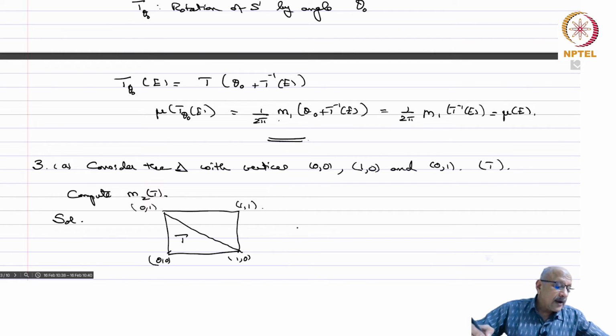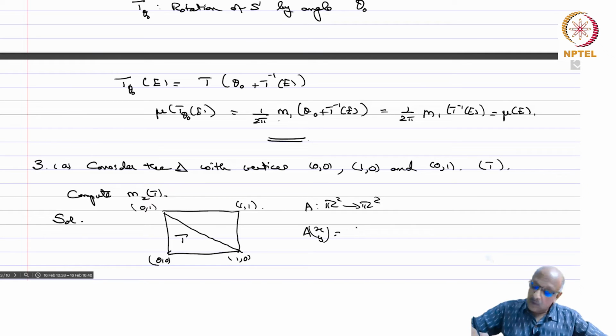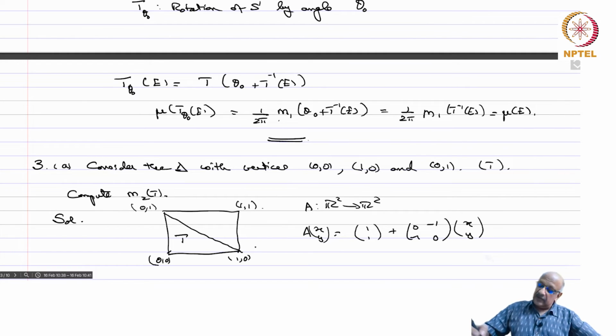Now you look at A from R2 to R2 given by A(x,y) equals (1,1) plus the matrix [[0,-1],[-1,0]] times (x,y). I am writing just a reflection along this line. What I have written here is nothing but the reflection along this diagonal here.